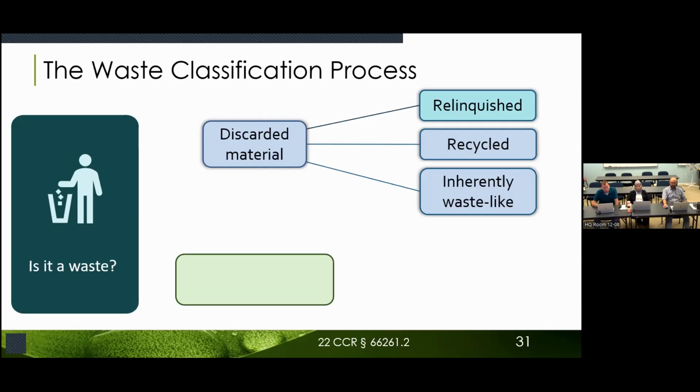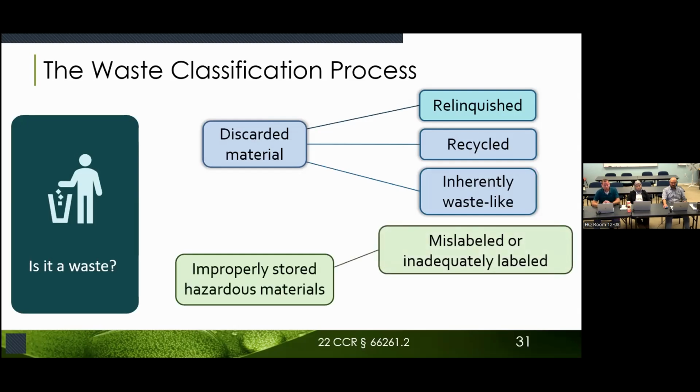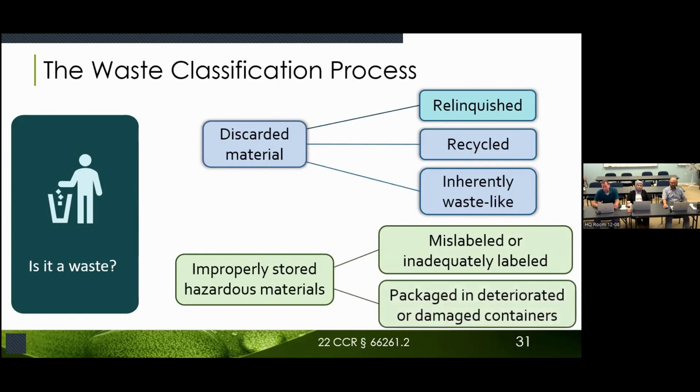Besides being a discarded material, in California, a material can be considered a waste if it is being improperly stored. This can mean that the label is incorrect or missing or otherwise inadequate, or it's packaged in a damaged or deteriorated container. Either way, if the situation poses a current or potential threat to human health or the environment, and the problem isn't remedied within a certain time frame, the material becomes a waste and a hazardous waste. This is true even for materials that the generator may not think of as a waste. To them, it may be considered an ingredient they haven't used yet, but their lack of proper care renders the material a waste.